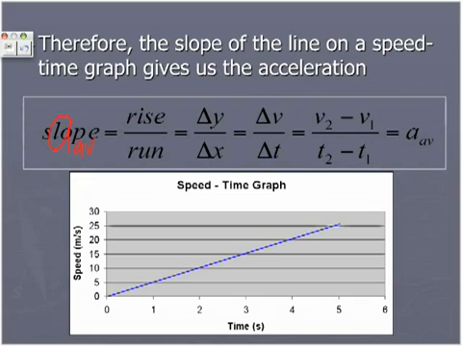So if we take our line, we find any 2 points, we calculate our rise and run. So our rise, according to this little graph, is 25 minus 5. So it translates to a delta V of 20 meters per second divided by 4 seconds, which would give us an average acceleration of 5 meters per second, or 5 meters per second squared. Either one I will accept. They are both exactly correct.